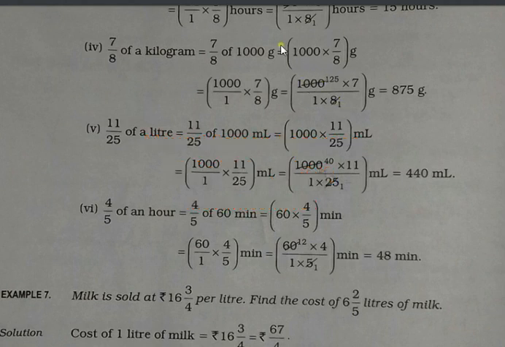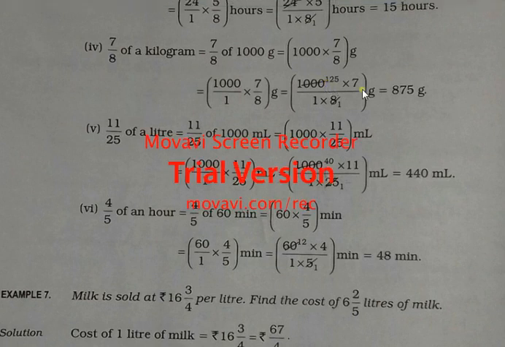Directly it has been reduced by 8. Or you can, at first, reduce by 2, then again by 2, then again by 2, and you can come up to that. Or directly you can also divide it by 8. So it becomes 125 into 7 gram. That is 875 gram.